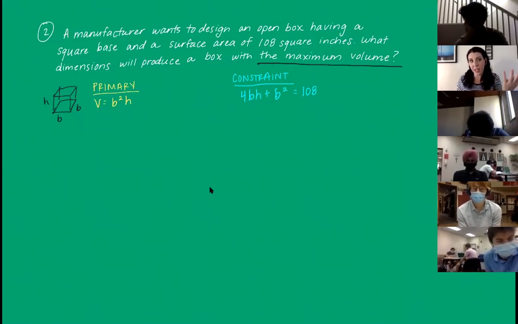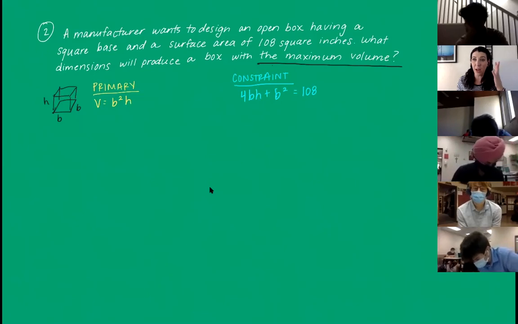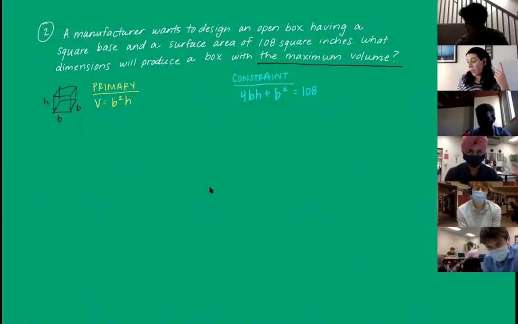So could you plug it in? Sure, but you're still going to have 2 variables on that V equals equation. You're going to still have a B and an H. Our goal in simplifying that primary equation is to get rid of a variable. That's why we want to isolate one variable in our constraint. Okay, so it'd be easier just to move the 4BH over. That's not the thing we're going to isolate. So we're not going to try to isolate B squared. Okay, what else could you do, Nathan?